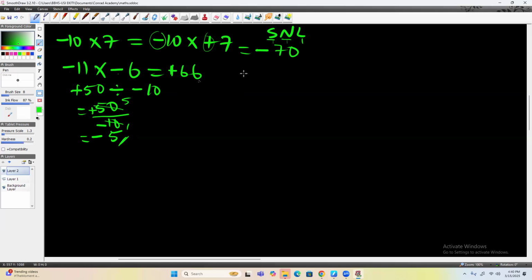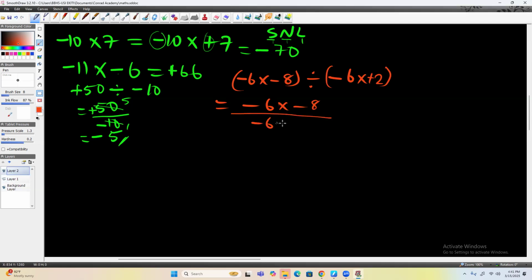All right, so let's look at this question so that we'll drive home the point. Minus 6 times minus 8, divided by minus 6 times plus 2. Now you can represent this as minus 6 times minus 8 divided by minus 6 times plus 2.